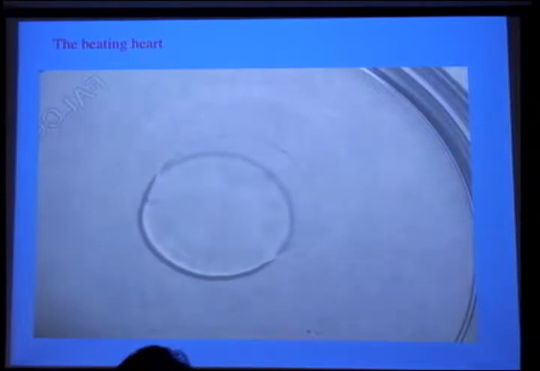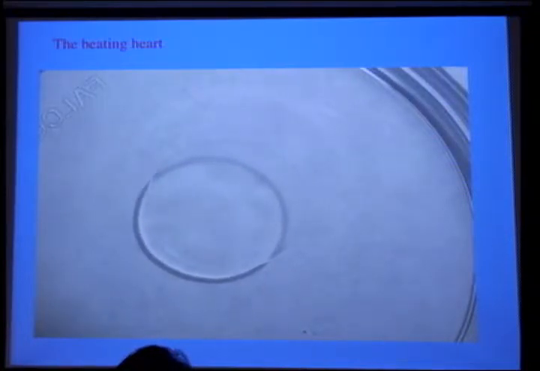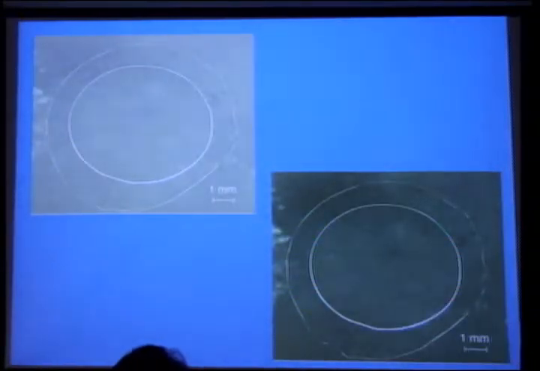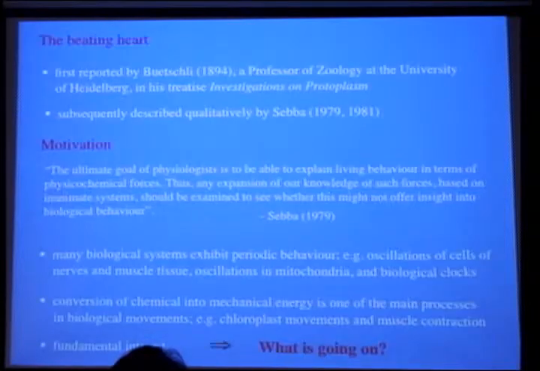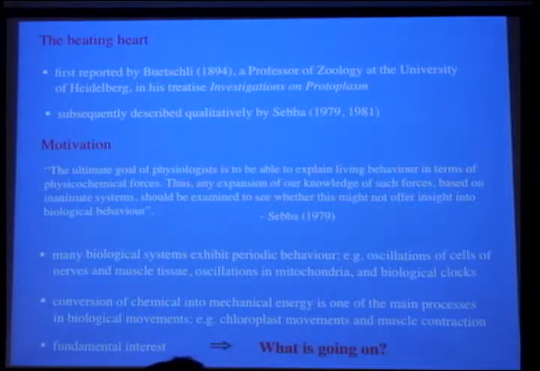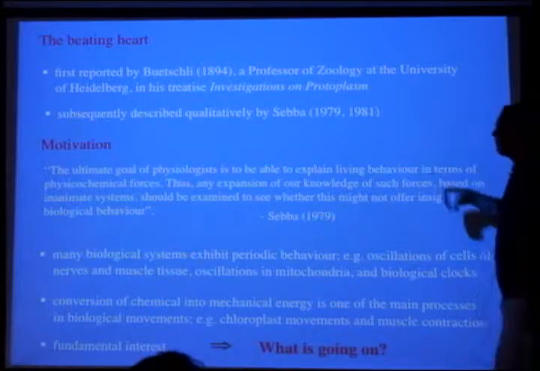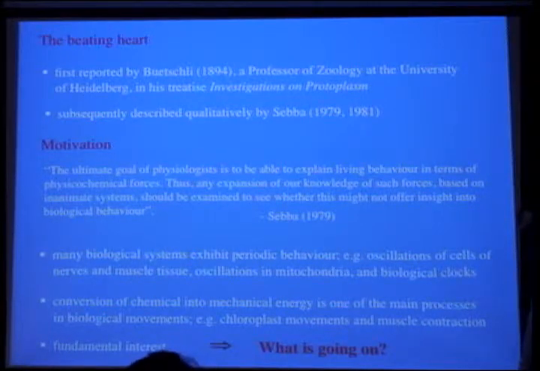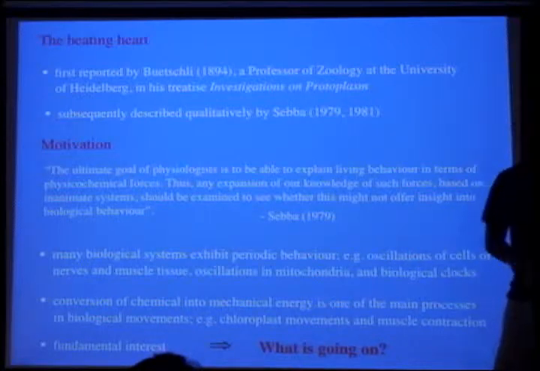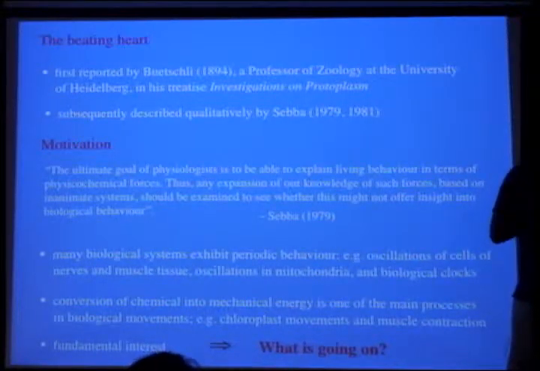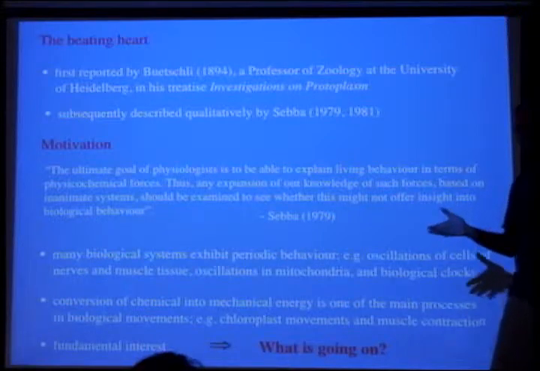So, anyways, I hope you agree with me. This is at least an interesting and strange problem. You get 20% contraction. You can do it with lenses as large as a couple of inches across. This was first reported by Buchli, who was a professor of zoology at the University of Heidelberg, in his investigations on protoplasm. He was interested in finding mechanical analogs of biological systems, and this was his analog of the heart.